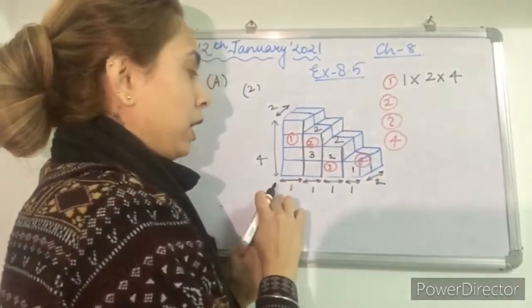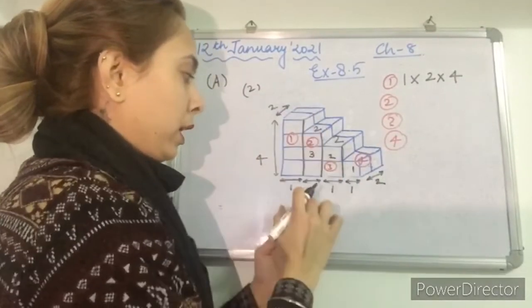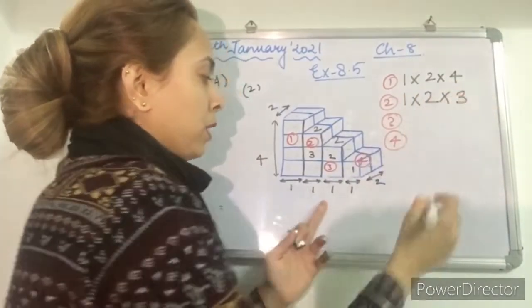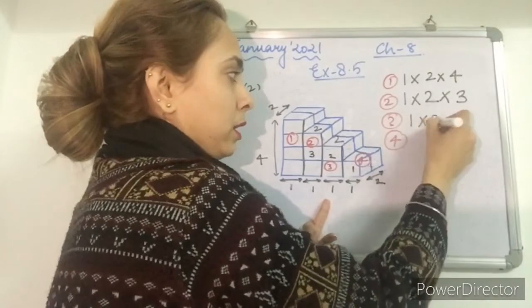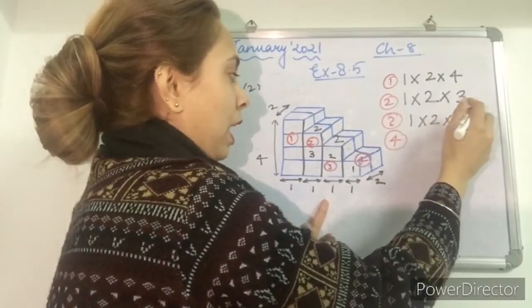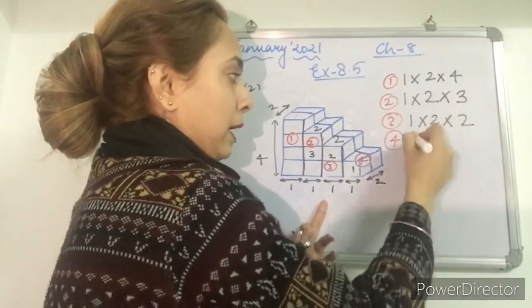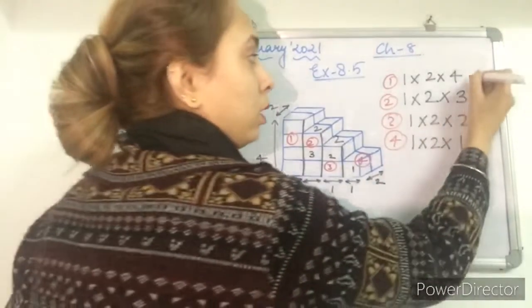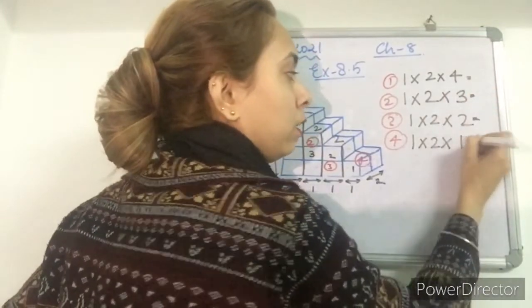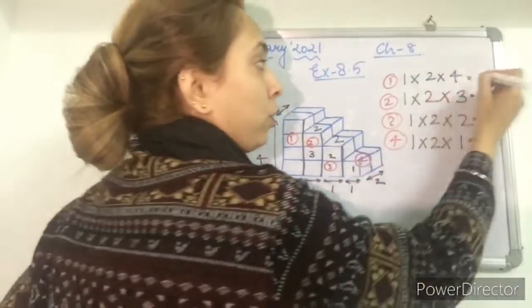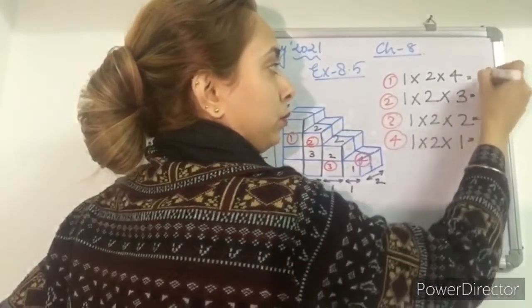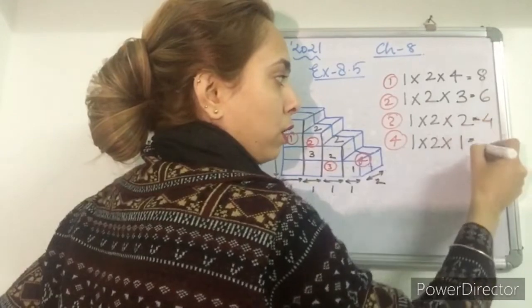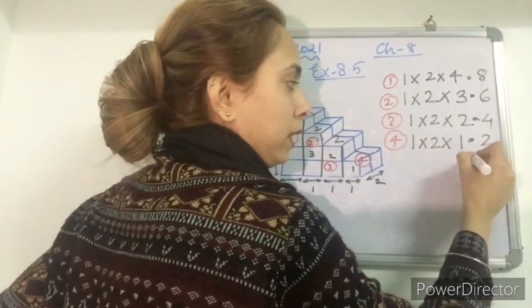So first it has 1, 4, 2. Here length is 1, breadth is 2, height is 3. Here the length is 1, breadth is 2, height is also 2. Length is 1, breadth is 2, and height is 1. So find out the volume of each of the cuboids. 4 2s are 8, 6, 4, 2. Add all these.